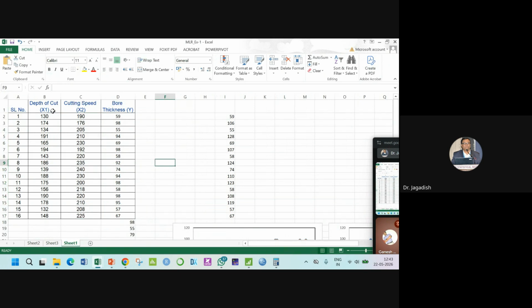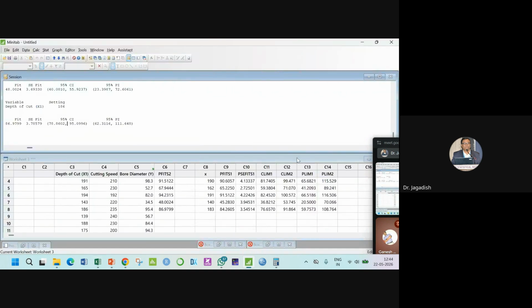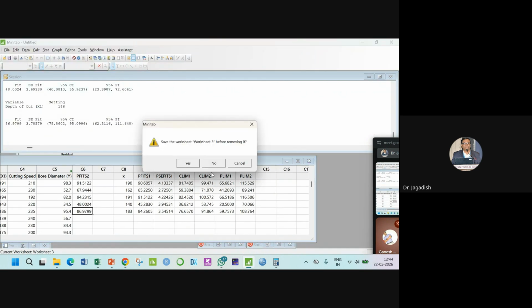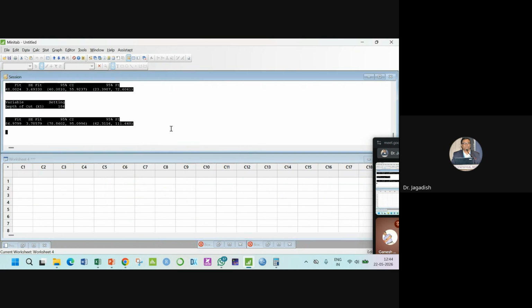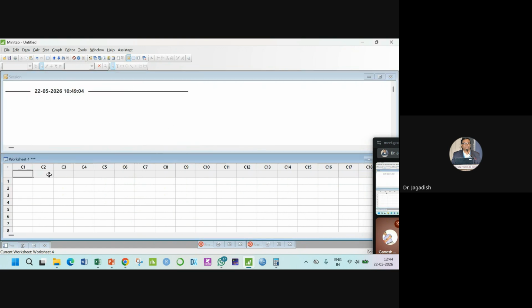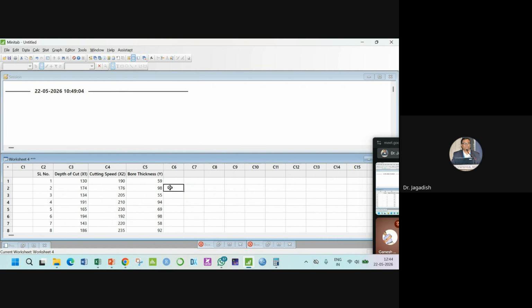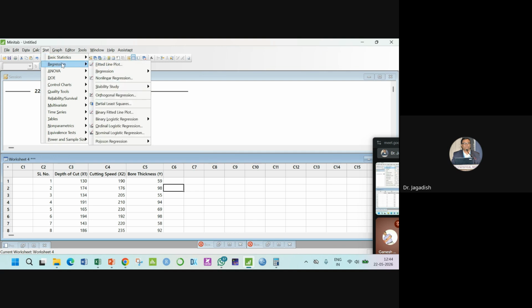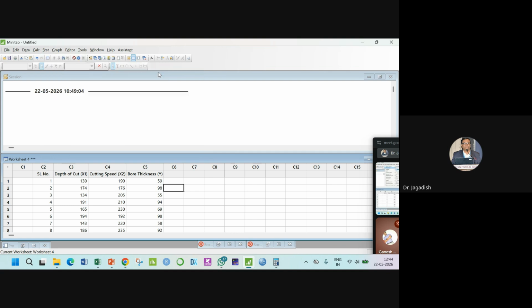When I take these two data into Minitab, I'll paste this data. Then I'll do the multiple regression now. So go to Stat, Regression, Regression, Fit Regression Model.